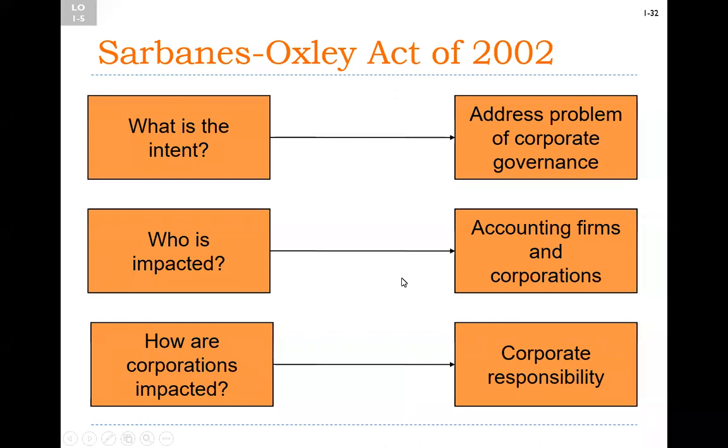So who was impacted? Typically public accounting firms, public corporations, and accounting firms. When I say public corporations, I'm talking about corporations who have their stock exchanged or sold on a US stock exchange. And it requires corporate responsibility. And it also put into place some rules that would ensure that these CEOs and CFOs who knowingly signed off on false financial statements, it held them personally liable so that they could go to prison.